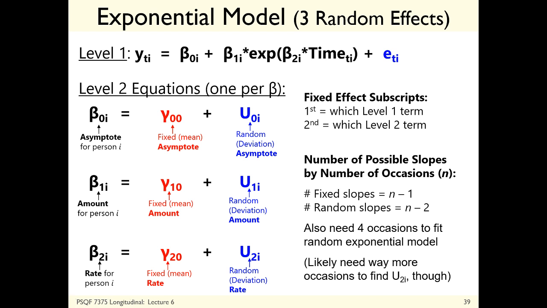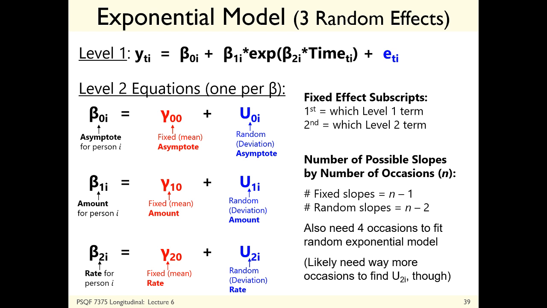Rules are the same in terms of number of fixed slopes. You would need at least 3 occasions to pull off this model and 4 occasions to have all of the parameters be random. Although I will tell you in practice, finding a random rate I have never actually done in real data. I have never had enough data to do it.